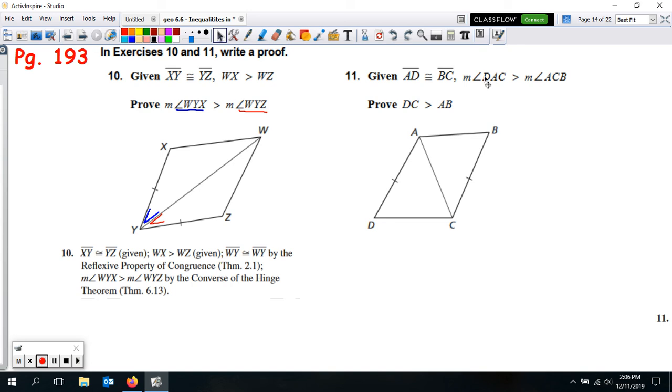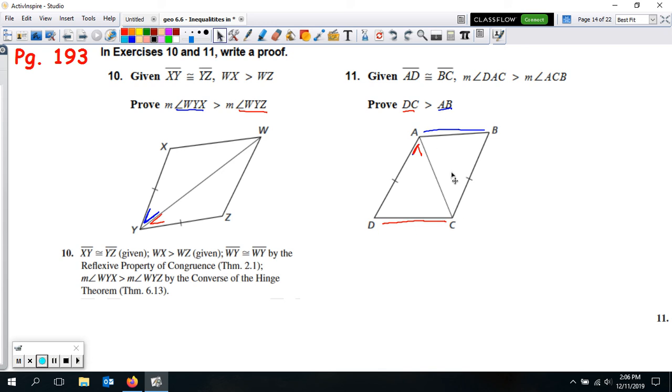So we have this measure of DAC. This one right here is what we're given. As far as what we're trying to prove, that the red side here, the DC, is greater than the blue side here. And we're shown right here that this angle is the greater angle, which means that this should be the greater side.